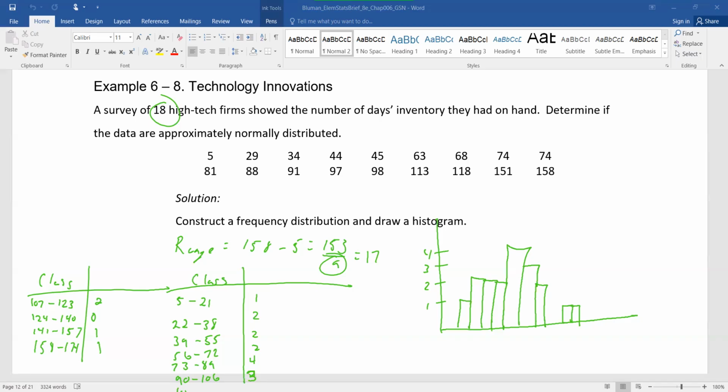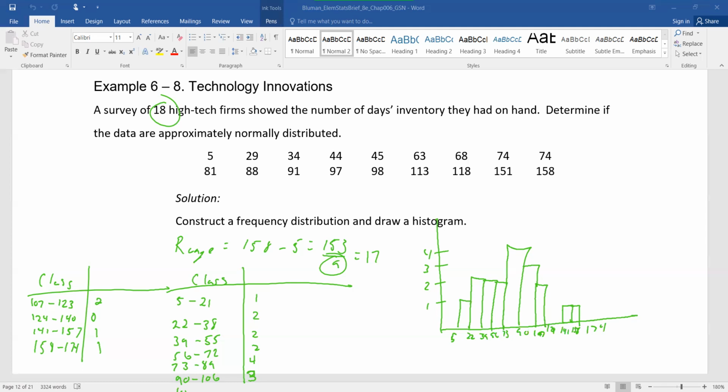All right. And then of course you would want to label these as your classes. So 5 through 21, 22, and so on and so on. I guess I should do that as best practice. I think I'm just going to do the boundaries. So 5, 22, 39, 56, 73, 90, 107, 124, 141, and 158. And this would wrap up at 174. Right? So I just did the lower boundaries on each one of them instead of doing the entire class.